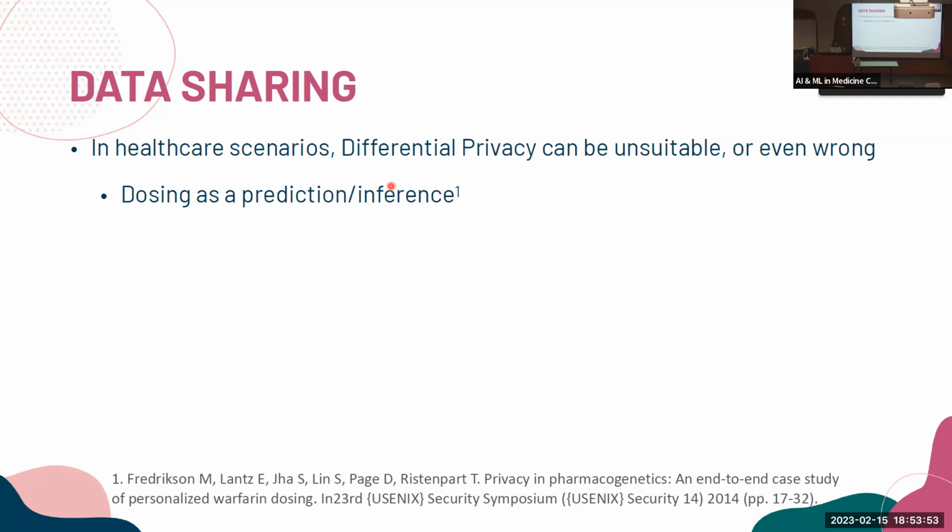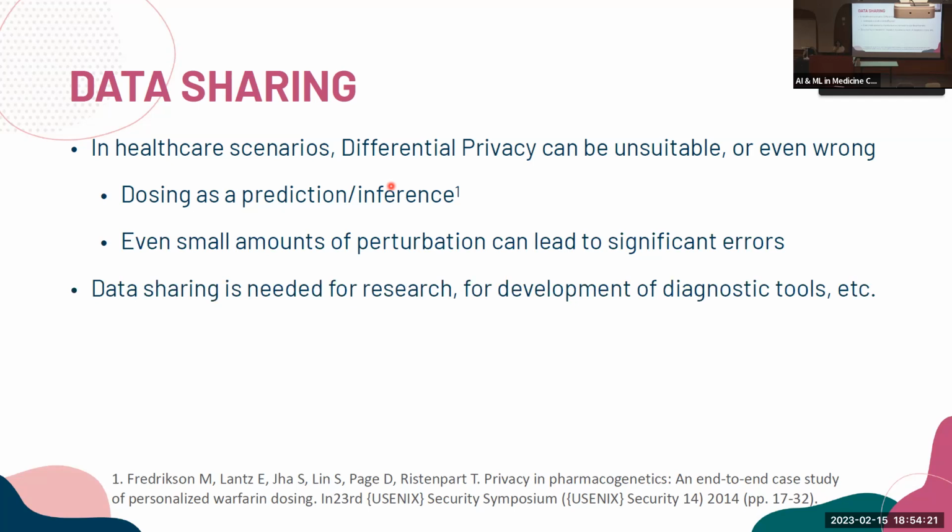Like general population level diagnostics, that's doable with differential privacy, because that's the goal. You want to hide private, personal information, but at the population level, you're still okay. But for personalized tools where you're doing some dosing or something very specific to a person's care, these are the scenarios where differential privacy is not reliable.